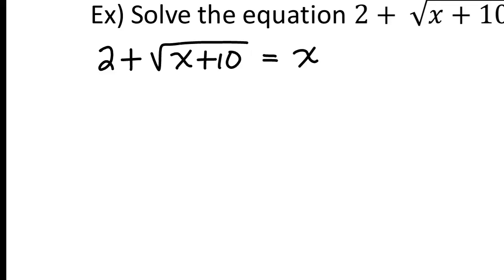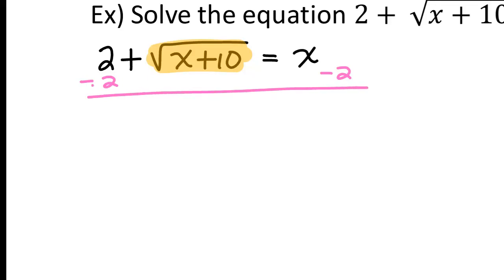So let's go ahead and try this one. Our goal again is to get this by itself. What's the only thing that's extra on that side? The 2. How would I get rid of the 2? Subtract, because it's an adding, right? Good. So we subtract 2 from both sides. Those cancel the 2. And then we're left with the square root of x plus 10 equals x minus 2.